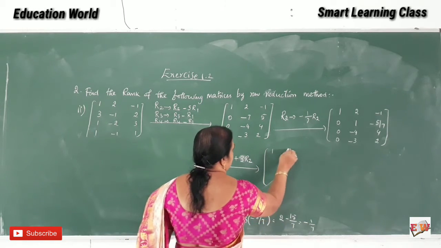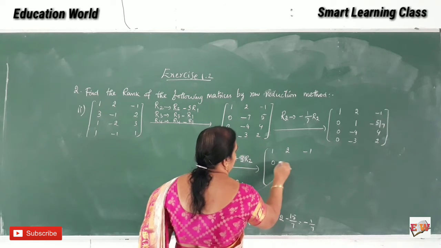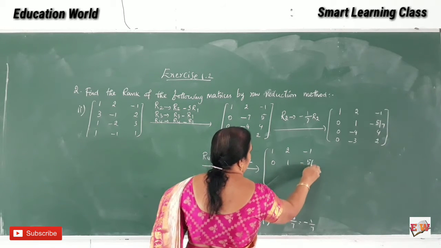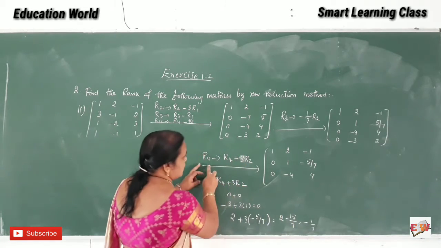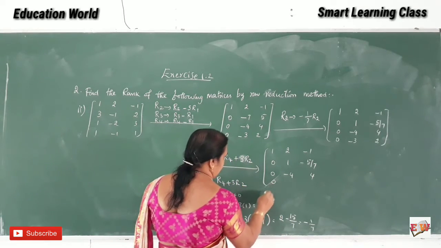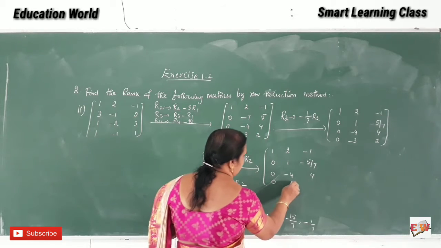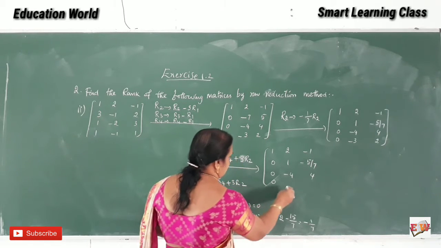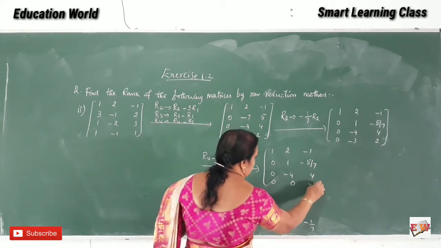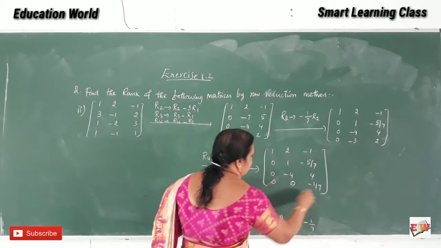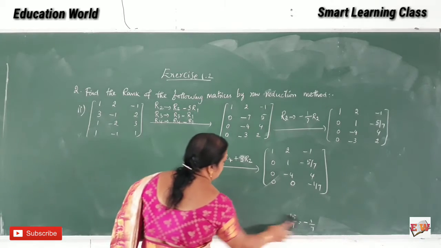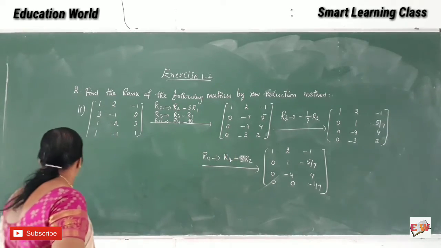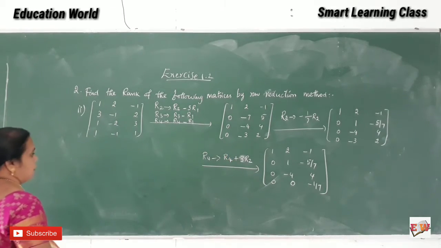I am going to transform this. 0, 1, minus 5 by 7. 0, minus 4, 4. This R4, 0, 0, 0, 0, 0, minus 1 by 7.